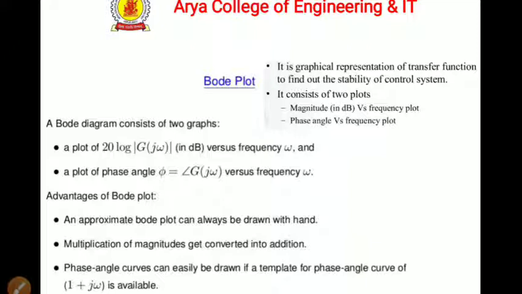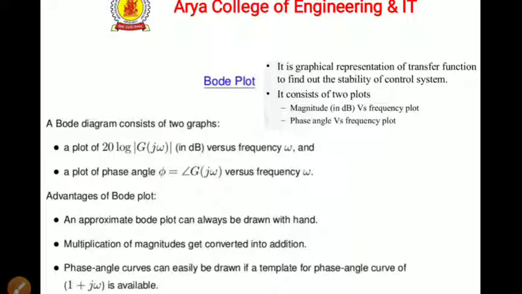frequency ω. Another important thing is that a Bode plot is a frequency domain representation. In the root locus method we studied the S domain representation, but in this Bode plot we will discuss in the form of frequencies. The first plot is magnitude versus frequency, and magnitude is defined as 20 log of mod of G(jω) versus frequency ω. The second plot is phase angle versus frequency, and phase angle is defined as angle of G(jω) versus frequency ω.